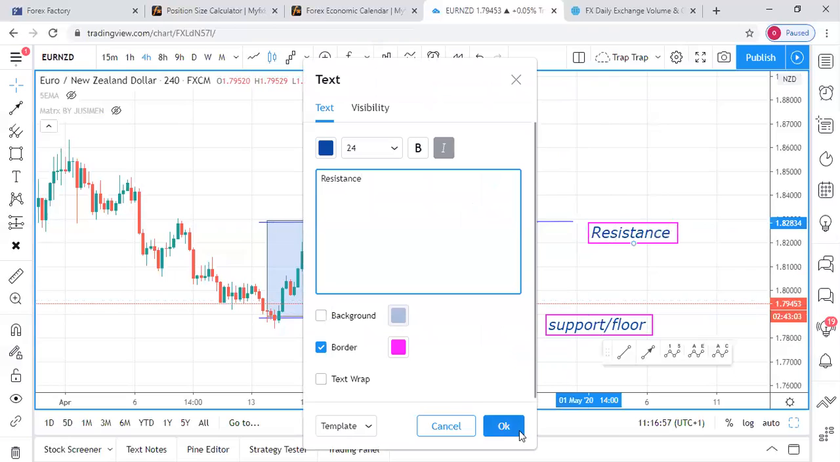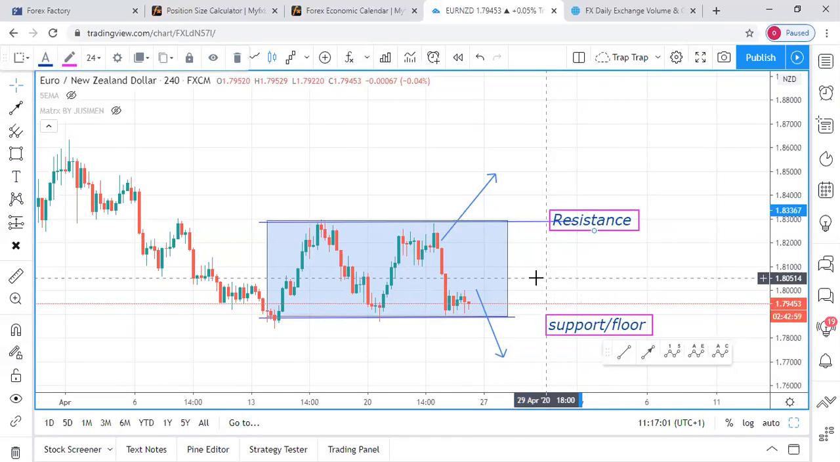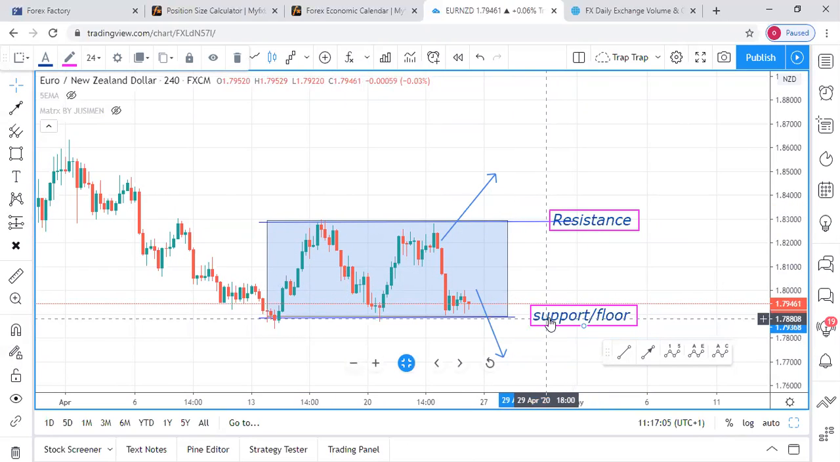And up here, you have the resistance, right? Now, I'm going to ask a question. I want us to put answers in the chat box. When price gets to a support, traditionally, what are we expected to do? Buy or sell?